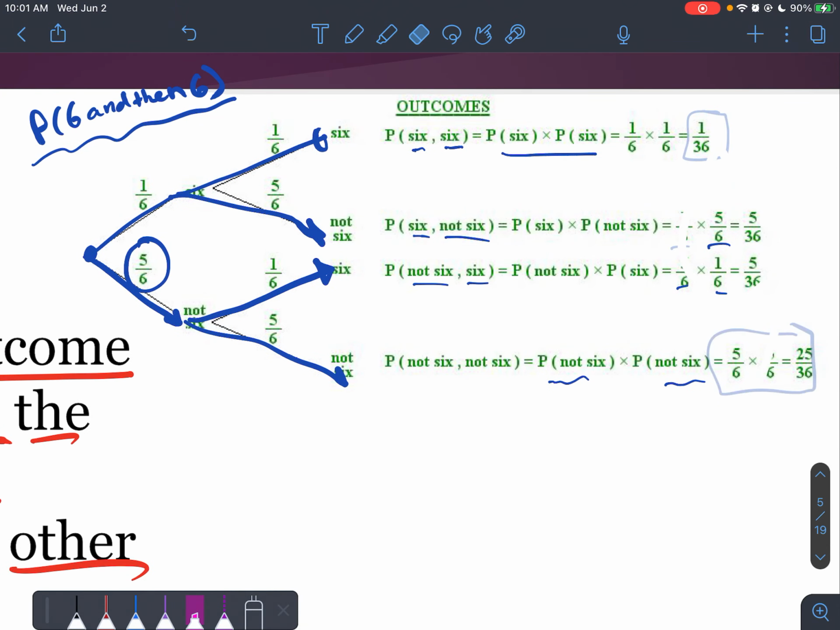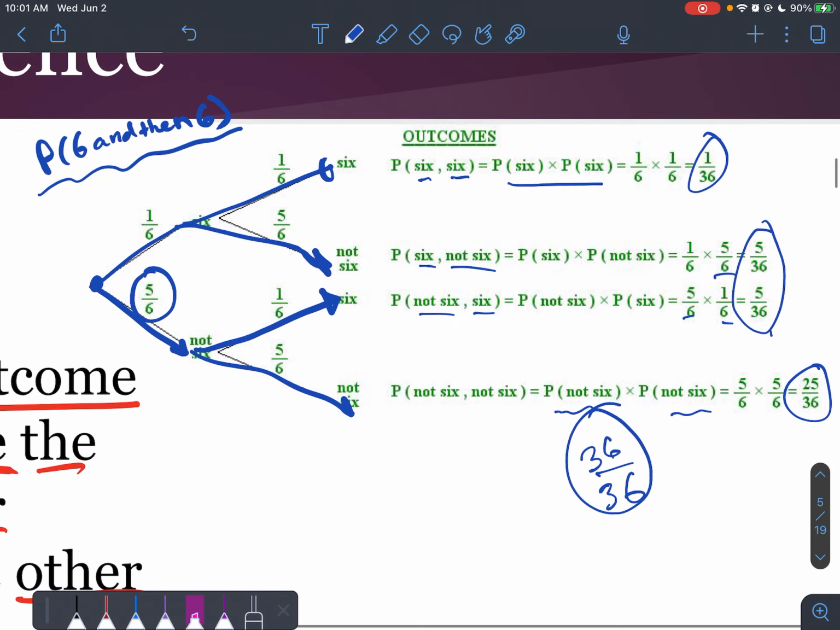Now, once again, note that all of these probabilities are going to add up to 1. While it's unlikely that any given number is going to come up, something is going to come up. So you got 25, you got 10 more here, you got 35, and 36 out of 36 is what it totals up to.